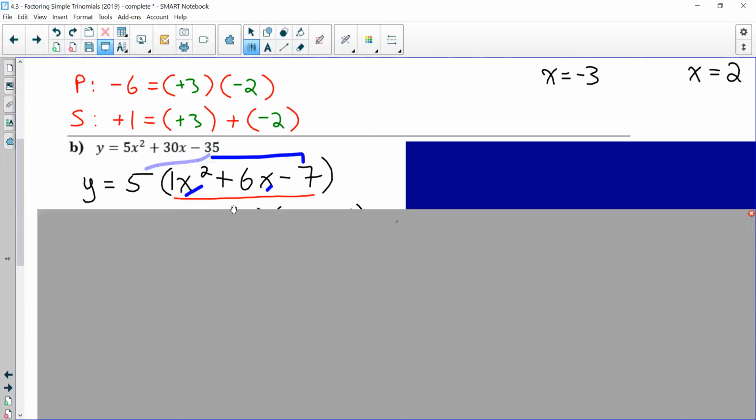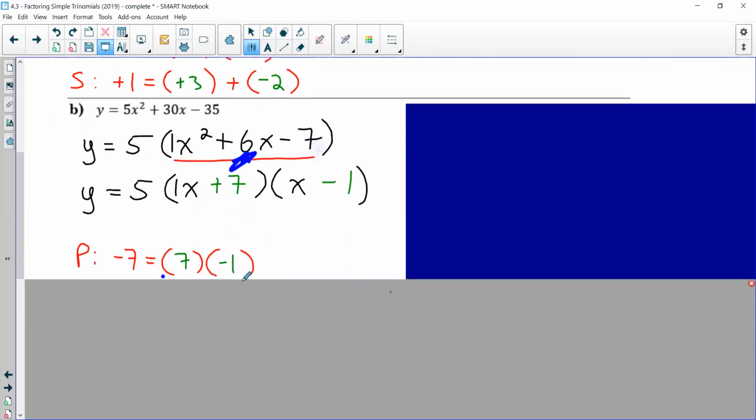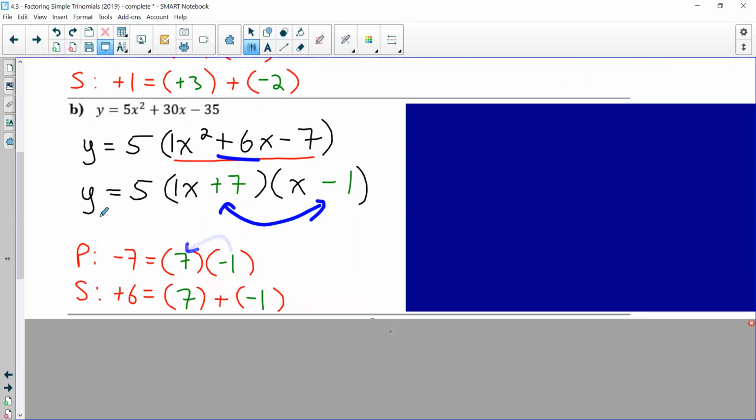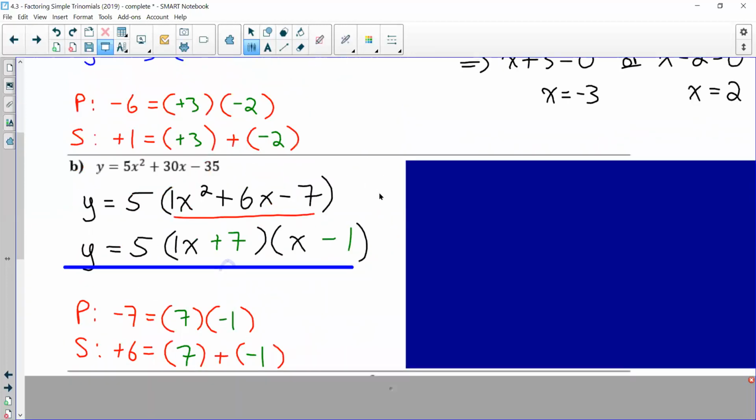Again, you have a trinomial here that you have to try and see if it can factor. So you're looking for product value of negative 7, sum value positive 6. So a product of negative 7, there's one possibility. Obviously, you can have negative 7 and positive 1, but you want those two numbers to add to positive 6. So the two numbers that multiply to negative 7 and add to positive 6 are positive 7 and negative 1. So there's process number 1 for factoring the quadratic relation.